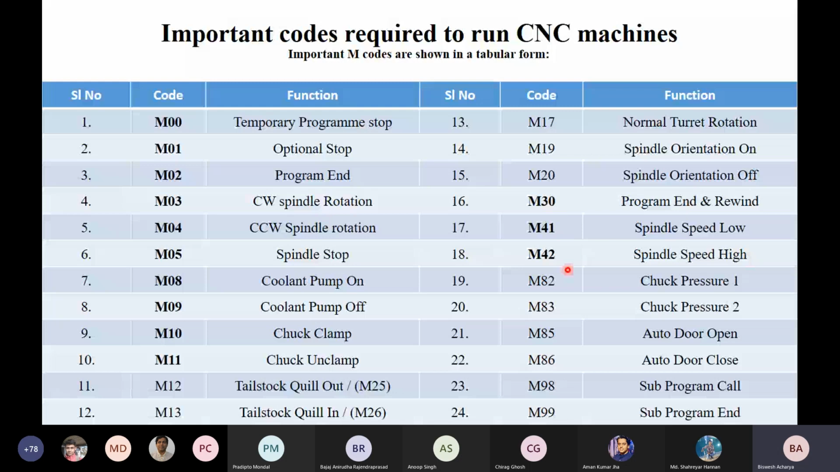Someone asked why M16 is missing. Okay, see, there may be a number of G codes and M codes. Here we are discussing some of the general G codes and M codes. So there may be some M16 value which is not relevant to us, or it may not be there also. Okay, so we are just discussing a few G codes and M codes which are used for practical application.